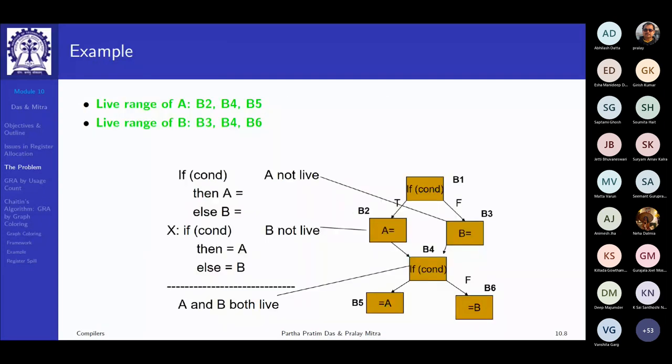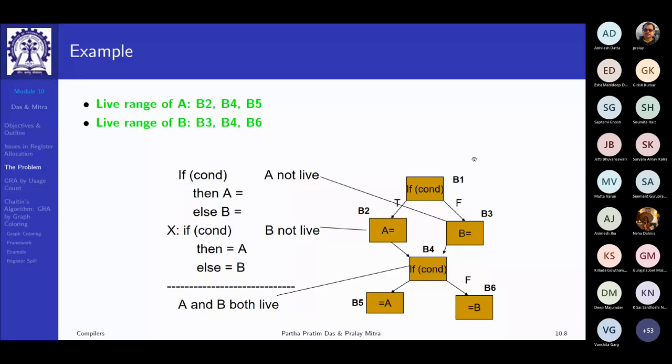On to slide 8. This is just a very rudimentary example. On the left, the code is: if some condition, then A is assigned a value, else B is assigned a value. And then again, there's another condition where if the condition is true, then the value of A is used in some computation, otherwise the value of B is used in some computation.